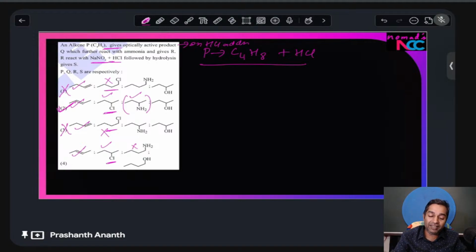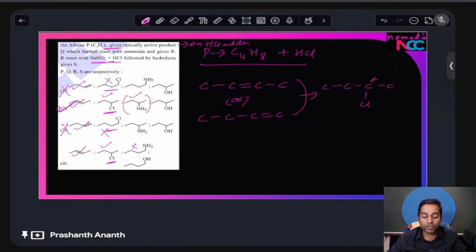So why do we get it as option 2 over here? Because let's say I take any of these alkenes, either this or this. Both are going to be giving me the same product here, which is going to be this guy. This is going to be a chiral carbon. So it has to be directly option 2 or option 4.